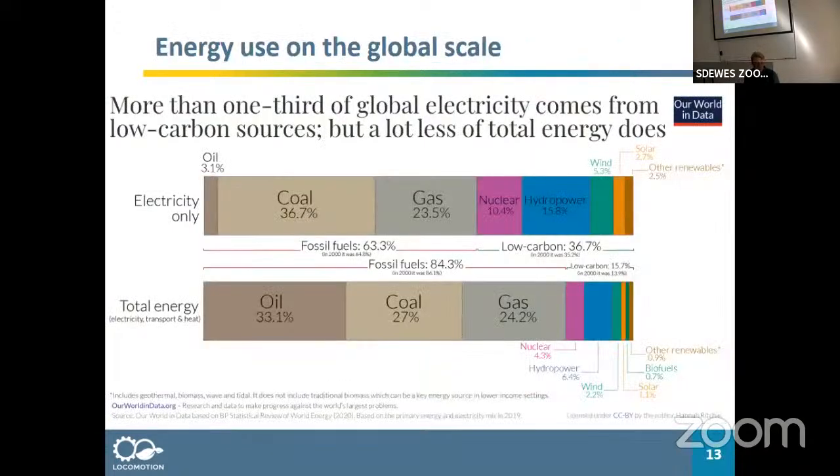So when we look at the use of energy on the global scale, if we just look at electricity, 36% is already coming from renewables, and fossil fuels make up the share of 63%. But if we talk about total energy, that also includes heat and transport, then we have 84% share of fossil fuels and only 15% renewables. That's why it is important that we model and include oil, coal and gas in our model, because it still plays a vital role and has huge implications on the economy.